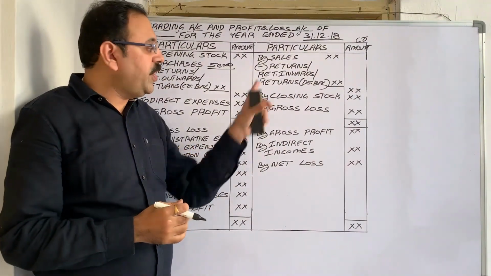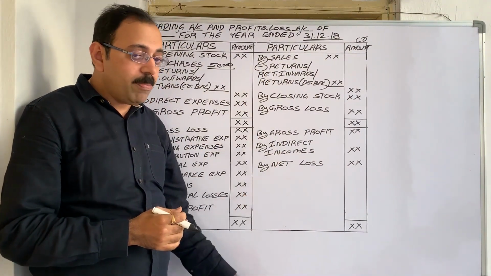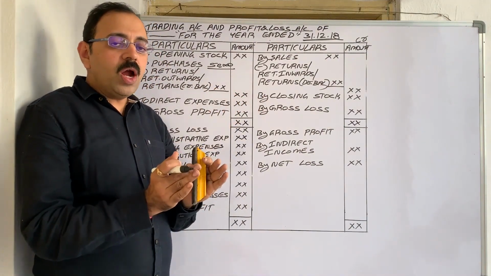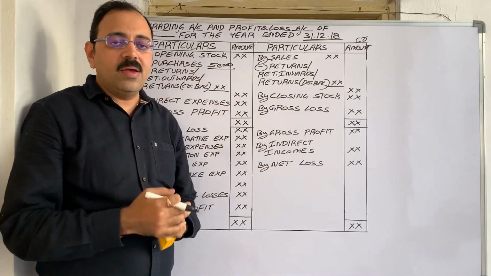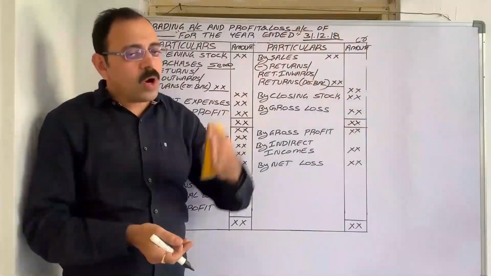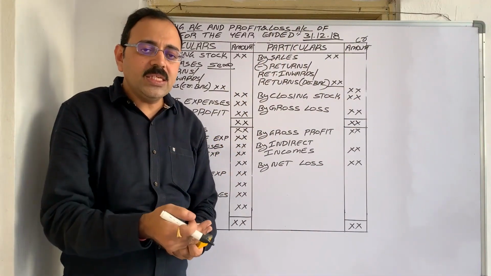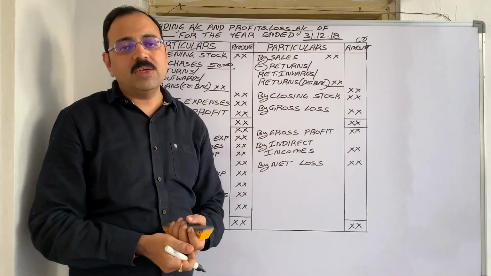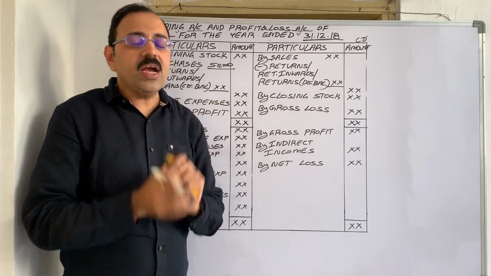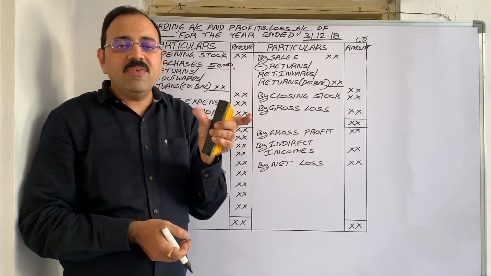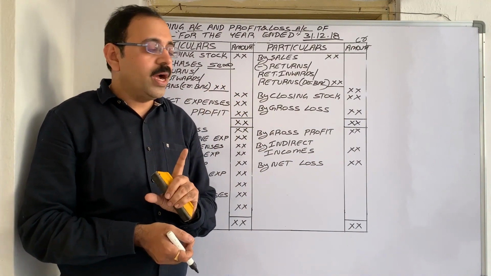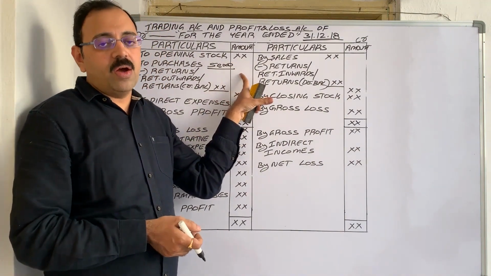Trading concerns prepare trading account, profit and loss account and balance sheet. Now, why do they prepare trading account? Trade means what? Purchasing and selling. And a trading concern engages in that activity only. They buy final products from suppliers, and by adding some profit, they sell them to customers. This is the main activity for a trading concern. In that main activity, to know whether they got profit or loss, they prepare trading account.